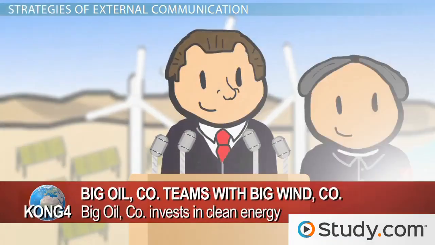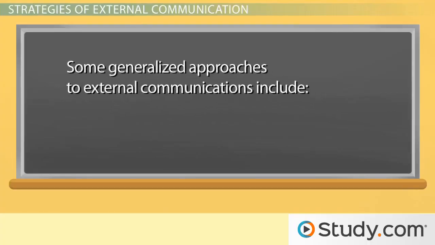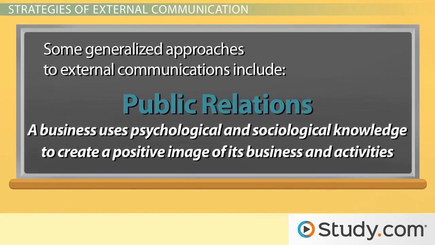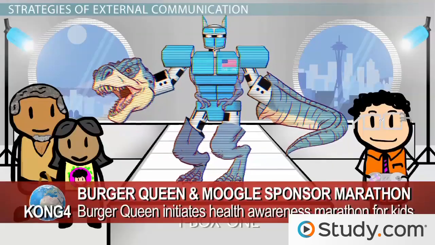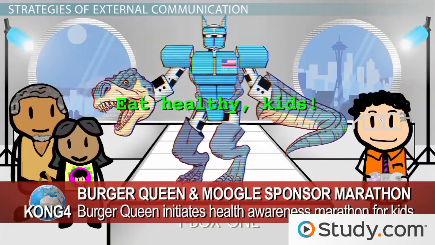Some generalized approaches to external communications include: public relations is a manner of external communication where a business uses psychological and sociological knowledge to create a positive image of its business and activities. The message is broad and is about creating a good public image. For example, a fast food chain may sponsor a kids' marathon to improve its image in the community relating to health.